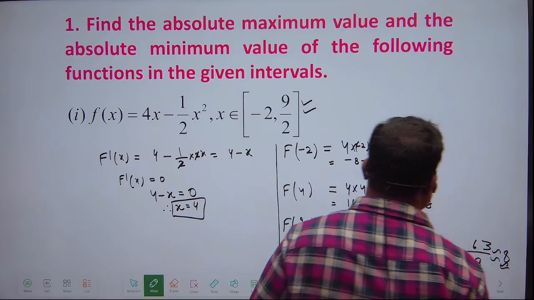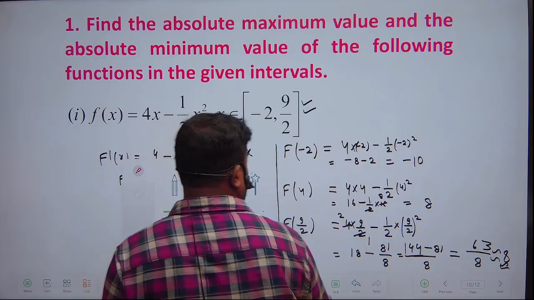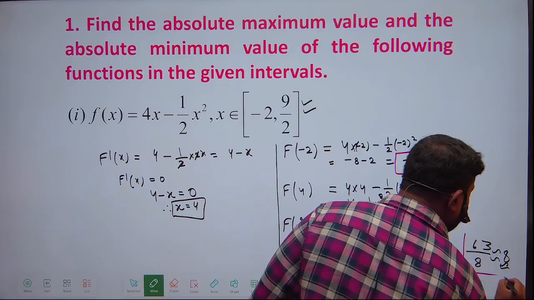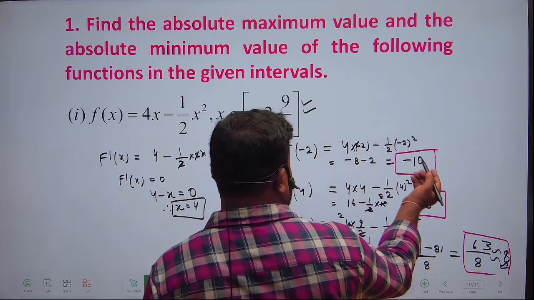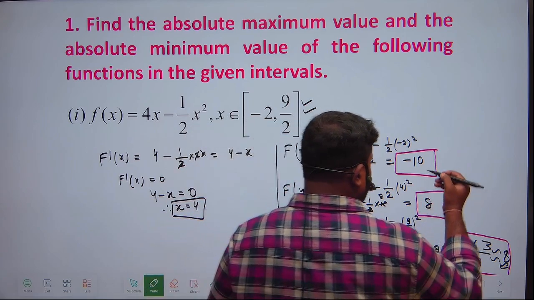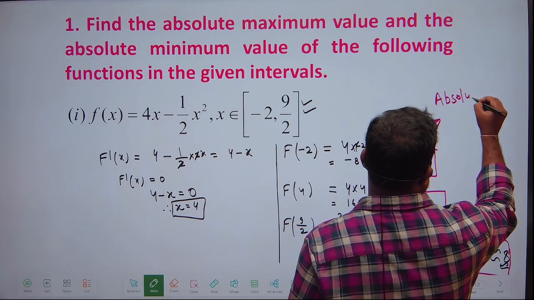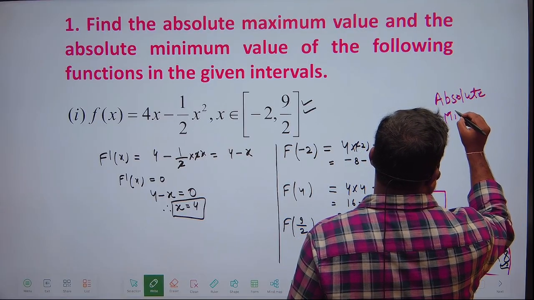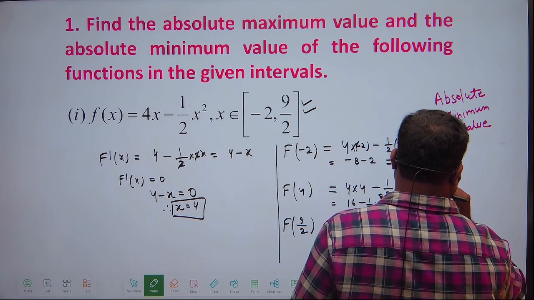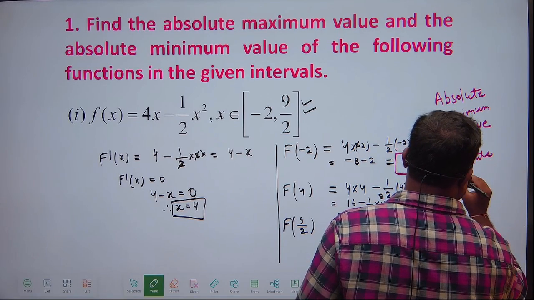Now, when you put this value, see, what about this value and what about this value? Here it is almost 8. Here also we got almost 8. It means we can compare which value is the minimum value and which value is the maximum value. It means minus 10 is the absolute minimum value. And what about 8? This is the absolute maximum value.